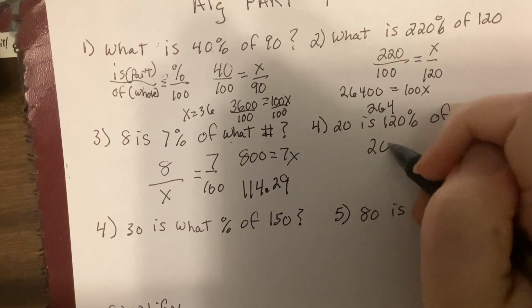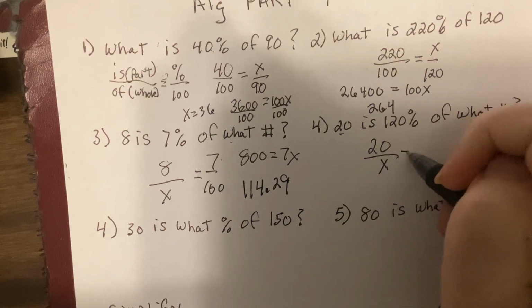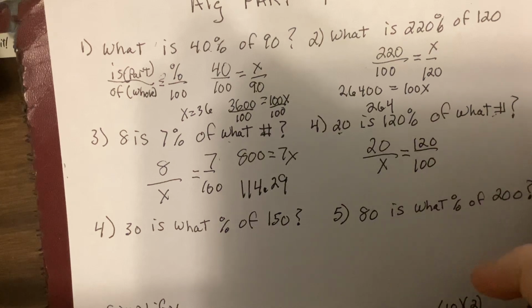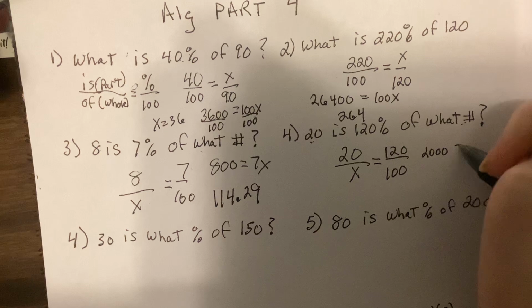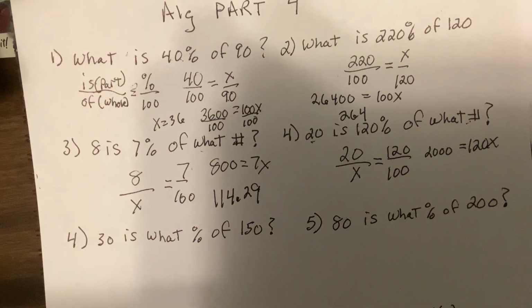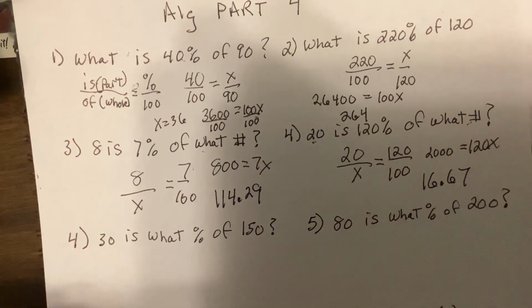So this is 20 is of, I don't know, 120 over 100. So that would be 2,000 is 120x. So 2,000 divided by 120 is 16.67.